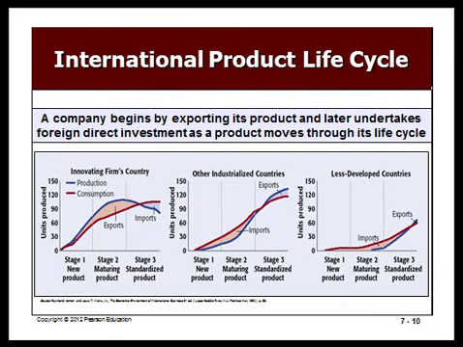In the new product stage, stage 1, a good is produced entirely in the home market. In the maturing product stage, stage 2, a good is produced in the home market and in markets abroad that are large enough to warrant production facilities. In the standardized product stage, stage 3, a company builds production capacity in low-cost developing nations to serve its market around the world. Yet, the International Product Life Cycle theory does not explain why companies choose FDI over other forms of market entry.